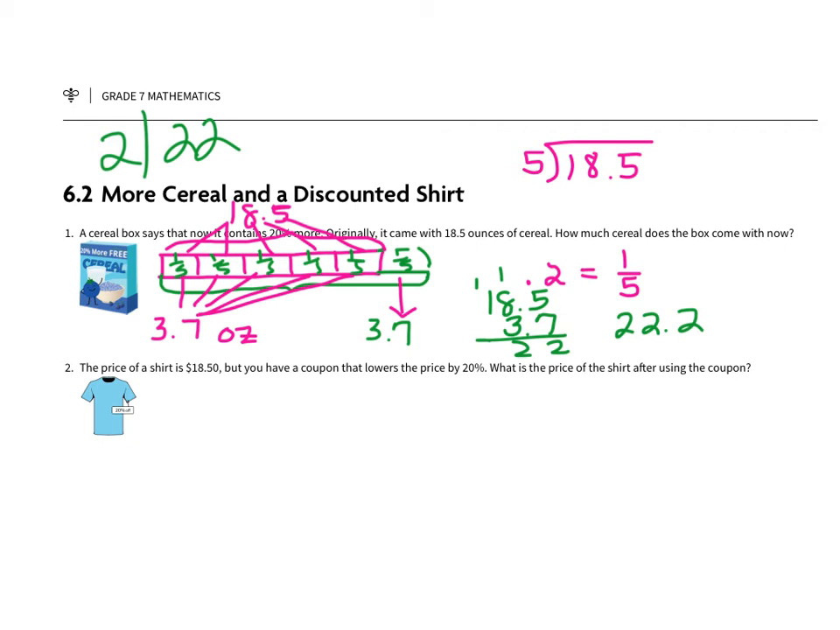Beautiful discovery right there. Now what I want you to do is try this question number 2, which is the same numbers, but now we're having a coupon that lowers the price by 20%. So see if you can figure out what the new price of this shirt is if you have a coupon that lowers the price by 20%. And again, the price here is the same as the number of ounces that were in our cereal box above, and the percent we're now decreasing by is the same as the percent from the question up above. So see if you can answer that one.